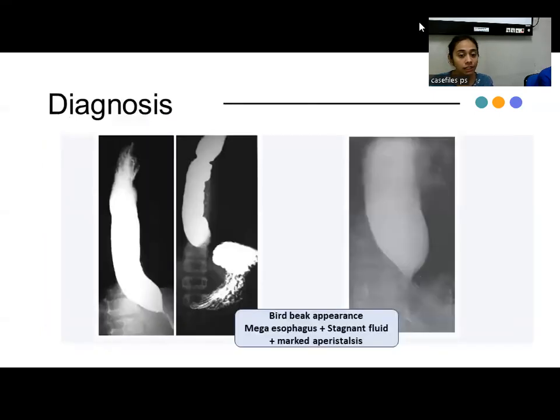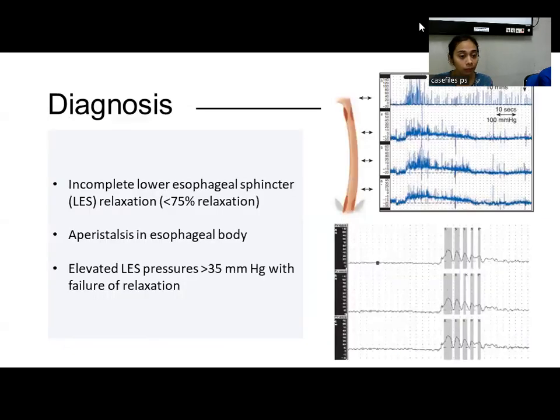The diagnosis of achalasia on barium swallow is made classically by the bird-beak appearance, which is formed because of the megaesophagus, stagnant fluid, and marked dilatation of the esophagus. On manometry, incomplete lower esophageal sphincter relaxation is seen. Less than 75% relaxation is seen, as evident in both these graphs. There is aperistalsis in the esophageal body and elevated LES pressures more than 35 mmHg with failure of relaxation.